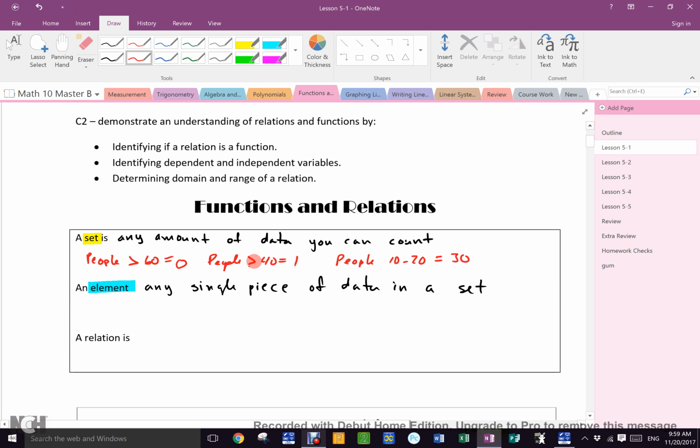How many elements are in this set? What? 2? 3? There's 3 people in the room over 40? In a set, yeah. So 1, right? I am the only element of this set.